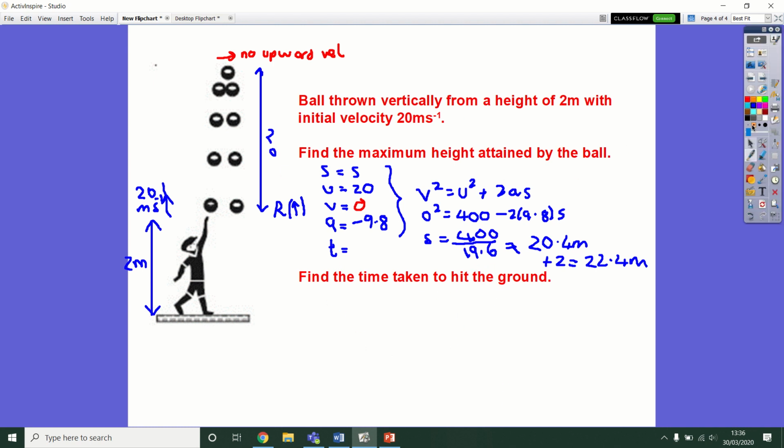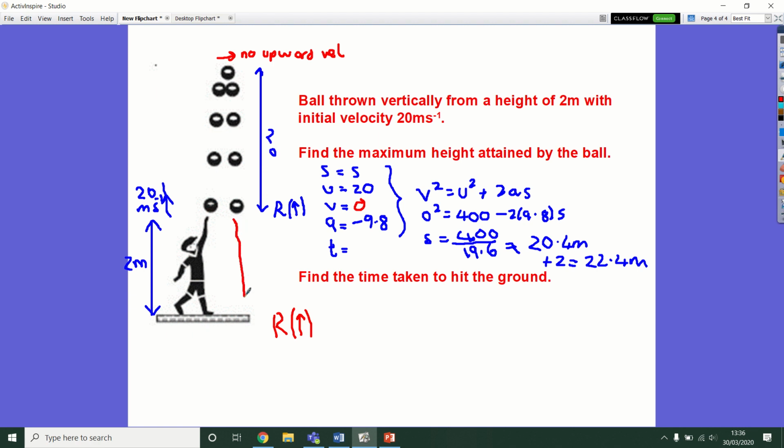But what I'm going to do is start from the beginning of my journey again, from the beginning of when I first launched the ball. So I'm still going to resolve upwards, just to maintain a bit of consistency. But from where we started, I'm trying to get down to the ground, which is 2 meters below where I started. So my S value this time, resolving upwards, is a displacement of minus 2 meters. Okay, that's from where I launched the ball.